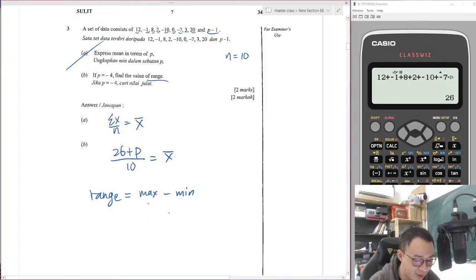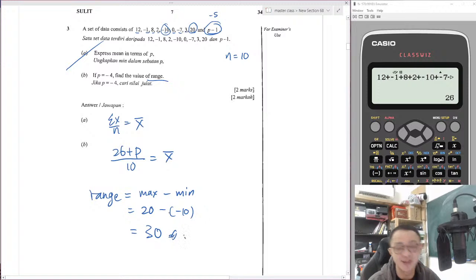So over here, p is negative 4. So the whole number here is negative 4 minus 1, which is negative 5. For these 10 numbers here, which number is the biggest? The biggest should be 20. Which one is the smallest? The smallest should be negative 7, isn't it? Or negative 10, sorry. Negative 10 is smaller, so it will be 20 minus negative 10. So the range will be 30. It's just 1 mark, and it only tests how much you understand about range.